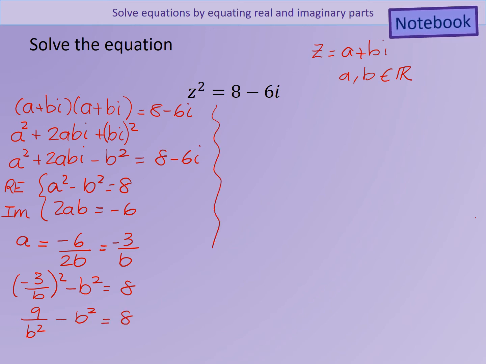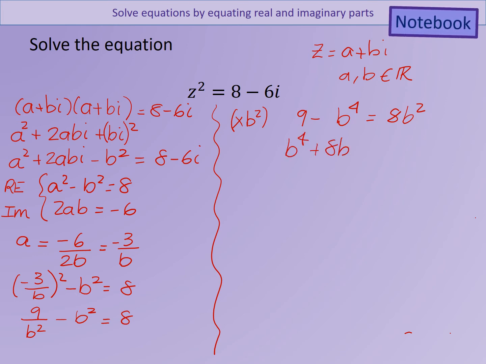Continuing now, in order to simplify this, we need to get rid of this divide by b squared down here. In order to do that, we need to multiply each of these terms by b squared. So multiply through by b squared, this is 9 minus b to the power 4 is equal to 8b squared. And rearranging this gives us b to the power 4 plus 8b squared, subtract 9.